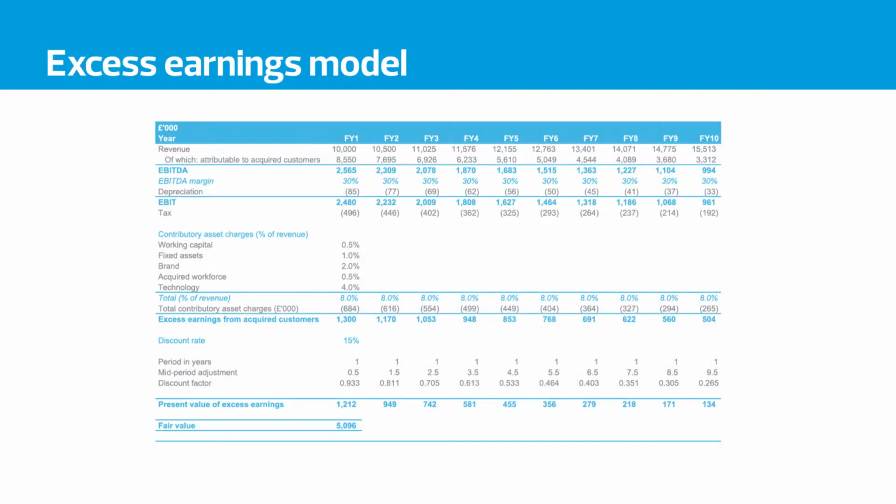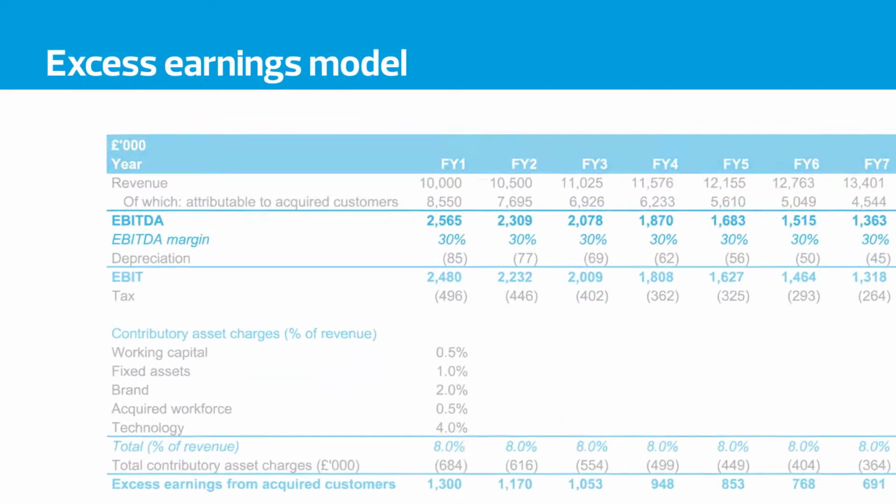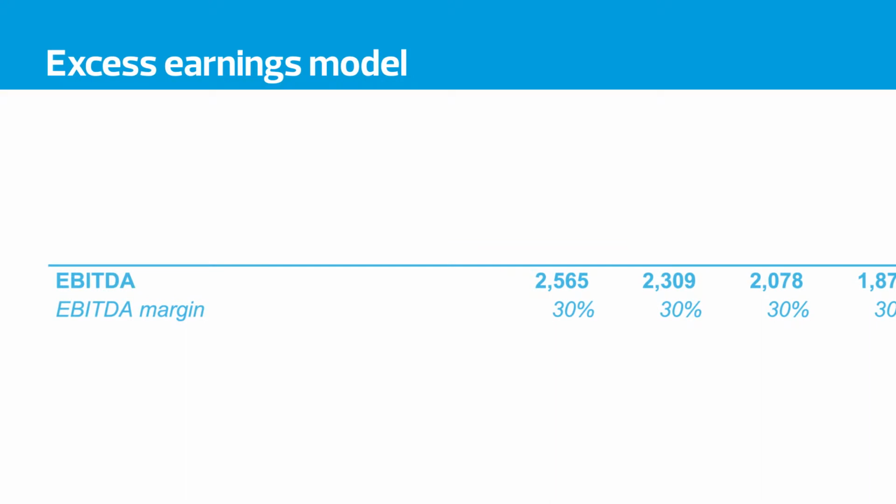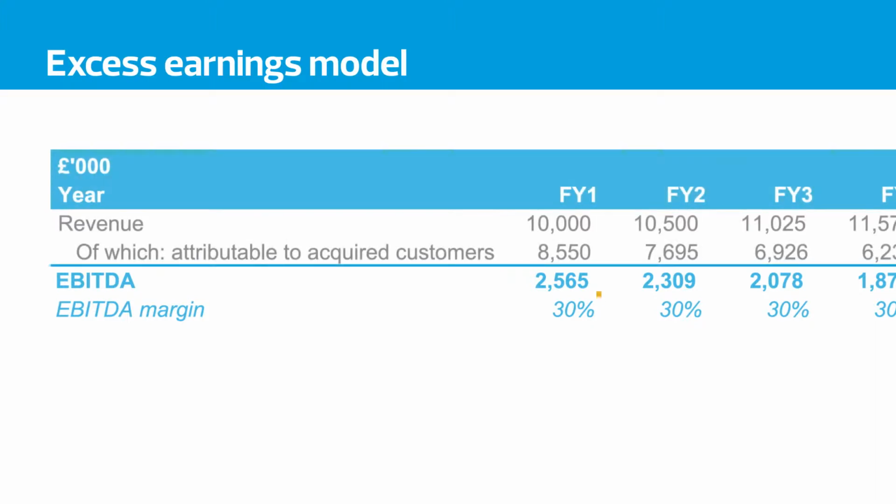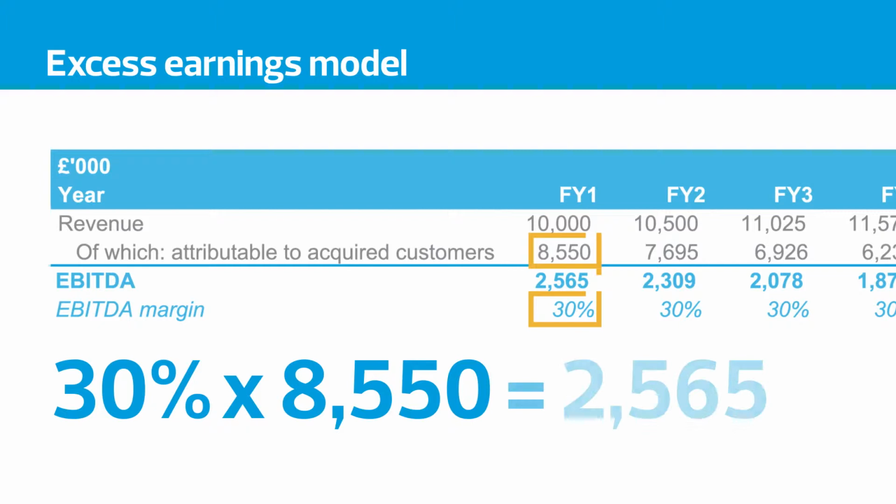The next item to consider is the EBITDA that those customers will generate. So again, looking at what the EBITDA margin those customers have historically generated is and what it's expected to be in the future. You can apply that to your revenue to get your EBITDA.